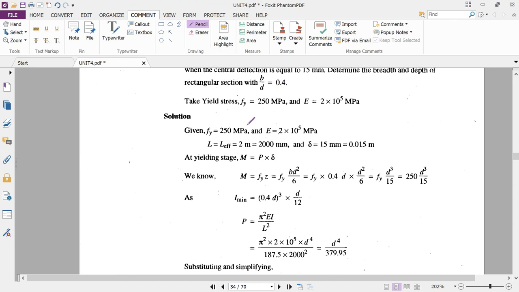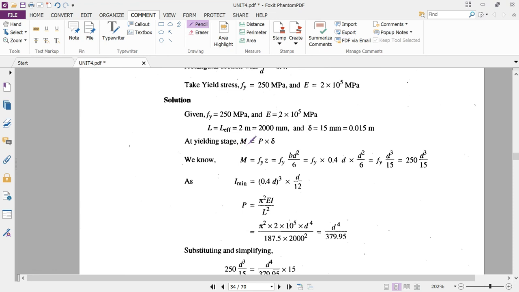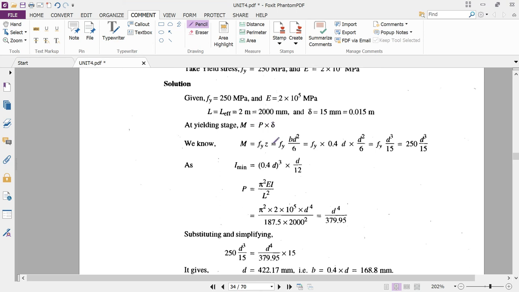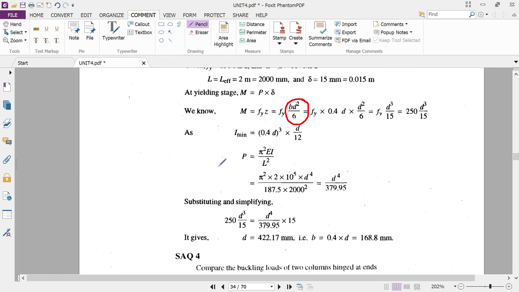So let us see. Here the given conditions are F_y, E and L effective. At yield stage, we know that moment is equal to load into deflection, M is equal to load into delta. Okay, so M is equal to F_y into Z, so F_y into b d square by 6. This is the formula of section modulus, b d square by 6; you must remember Z. So we put the values and we will get 250 d cube by 15. Now we know that I minimum is equal to 0.4 d cube into d by 12. So finally the value of P, the Euler crippling load, is equal to pi square EI by L square.